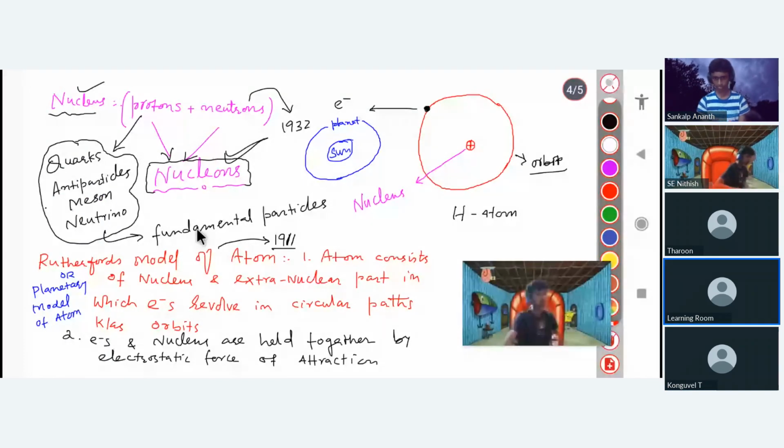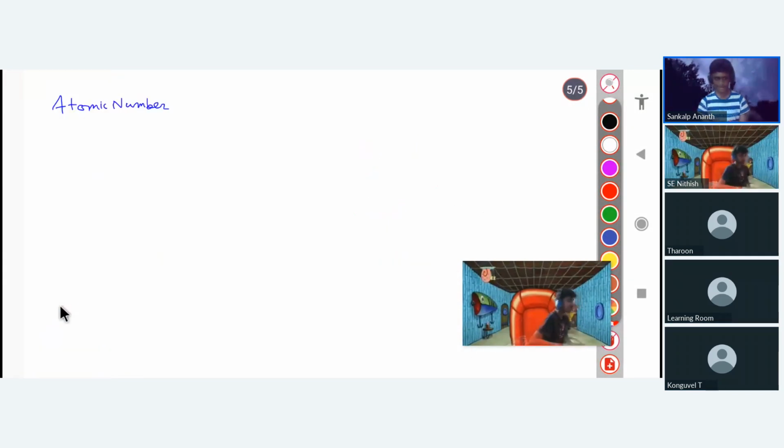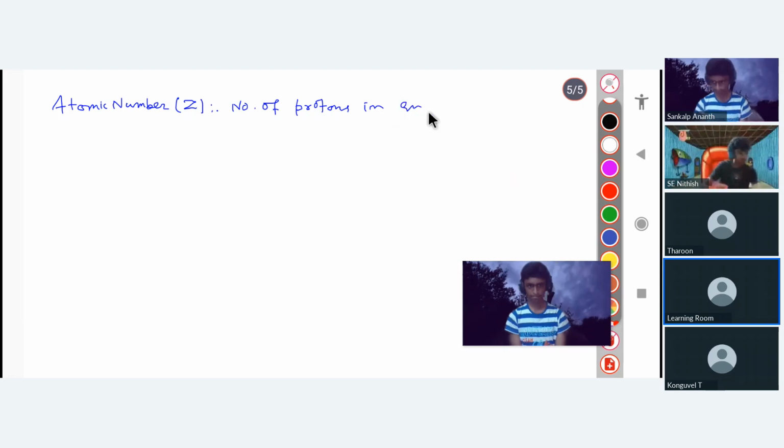But what is atomic number? How can you define this? Atomic number is represented by Z, the number of protons, that is equal to the number of electrons. Exactly, it is the number of protons in an atom. This is very important. You have to remember this, that atomic number is the number of protons in an atom.